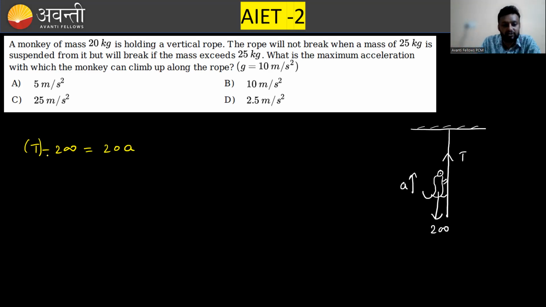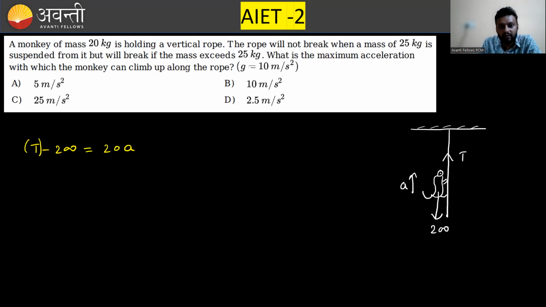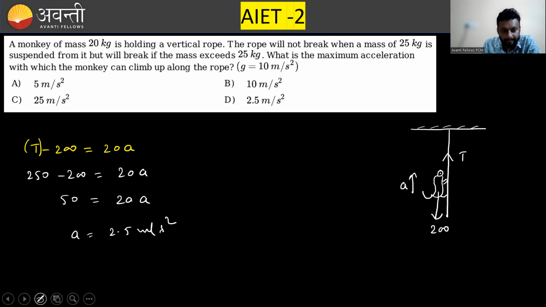So maximum tension in the string is, everybody will say that it is given as 25 kg. 25 kg means 250 Newton. That is 250 minus 200 is equal to 20A. So 50 is equal to 20A. So A is equal to 2.5 meter per second square.